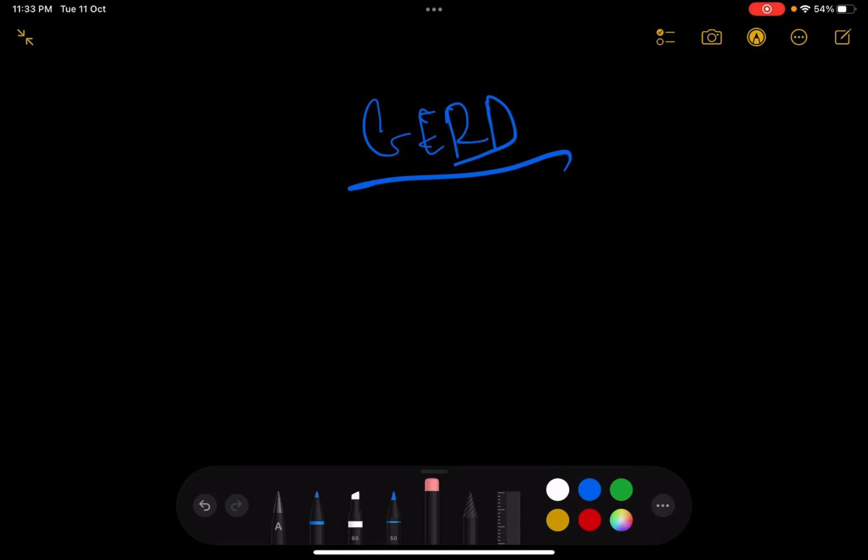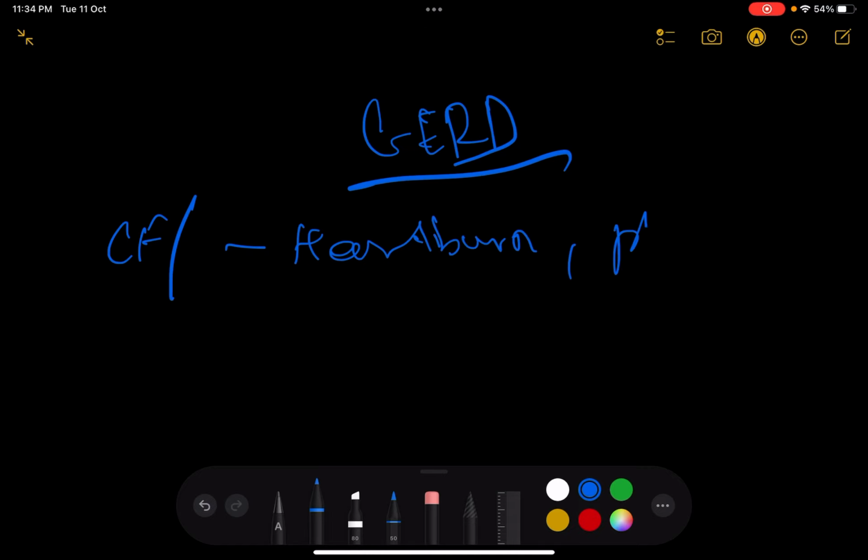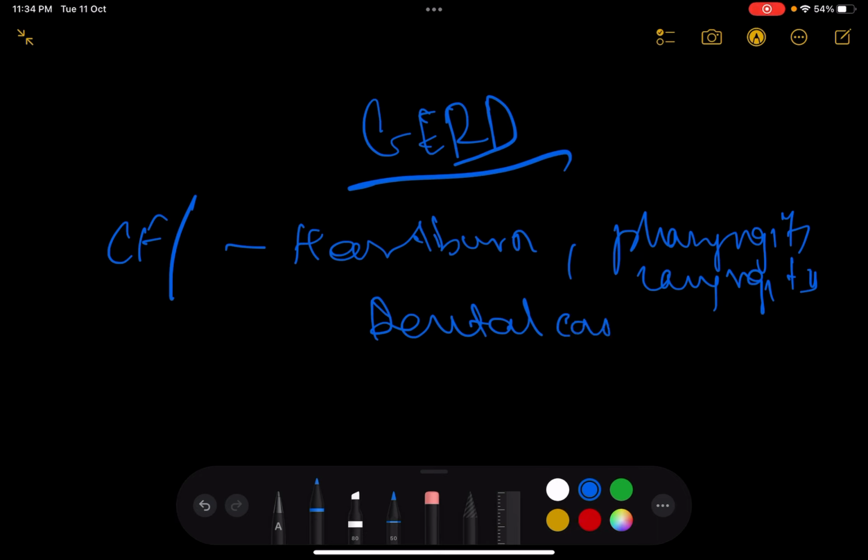What are the symptoms? Well, the symptoms of GERD are simple. You'll have heartburn. You'll have a bad taste in your oral cavity. You'll have pharyngitis, laryngitis. You will also have a certain amount of dental caries because of the acid that's reaching your mouth.